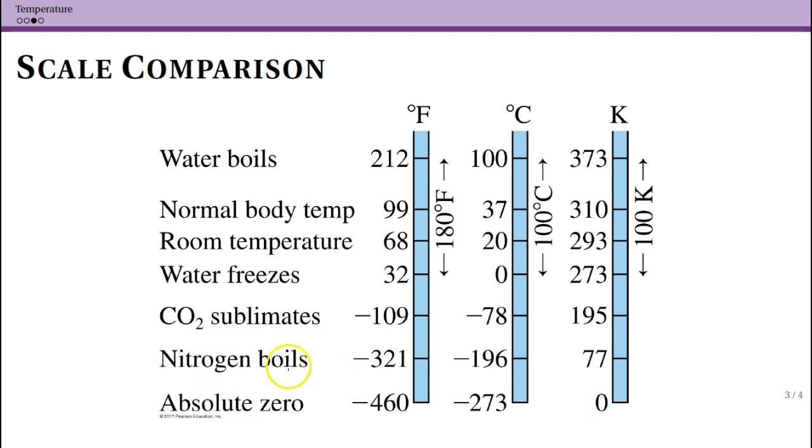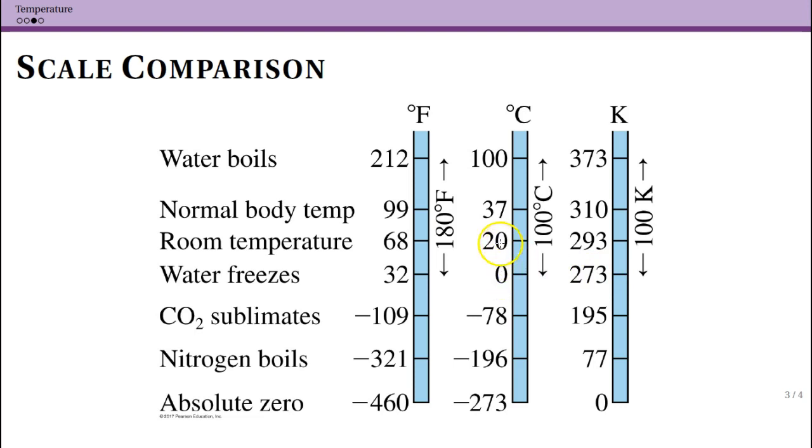Now, nitrogen is something that is liquid below 77 Kelvin, and so liquid nitrogen is something you frequently see in science centers. And then CO2, carbon dioxide, so this is, for instance, dry ice, that sublimates, meaning going from a solid to a gas at these 3 temperatures. Then one that you probably know is water freezing, 32 Fahrenheit, 0 Celsius, 273 Kelvin. So that's the easy way to remember this conversion.